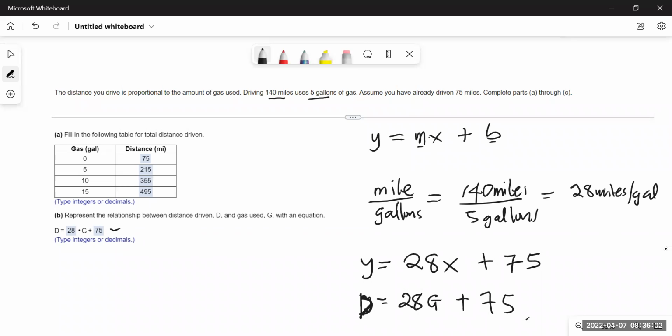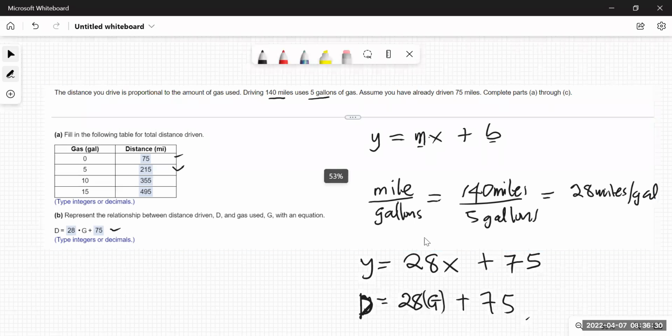So when G is 0, you plug in 0 for your G, and that will give you 75. And then when G is equal to 5, you plug in 5 for your G right here. Is that okay? And that will give you 215. And then when G is equal to 10, that gives you 355. And when G is equal to 15, you have 495. So basically, that is how you go about this problem.